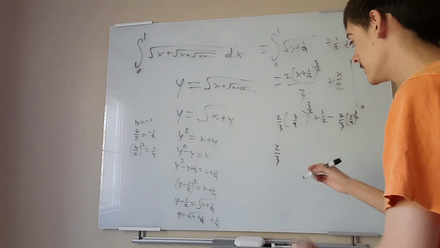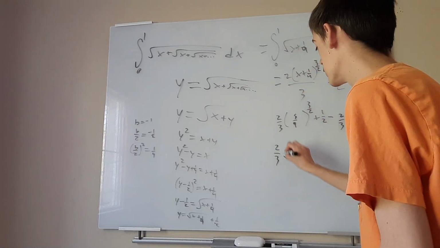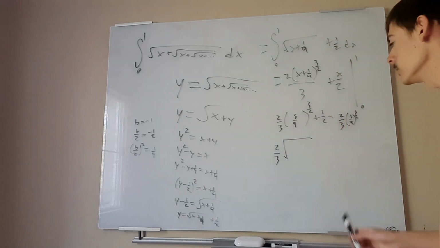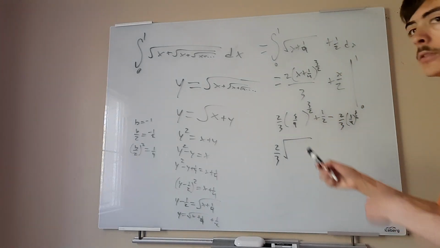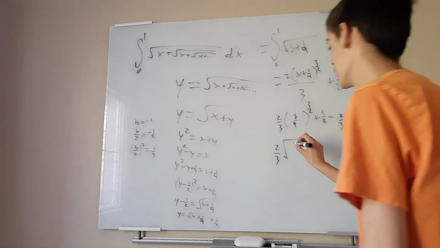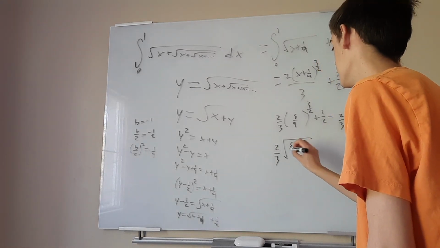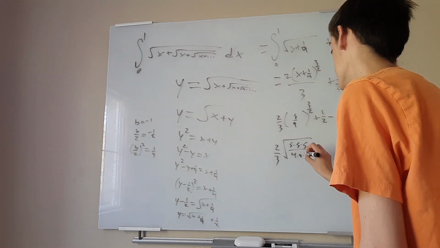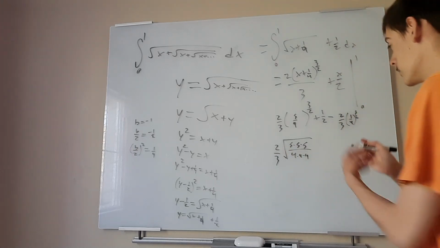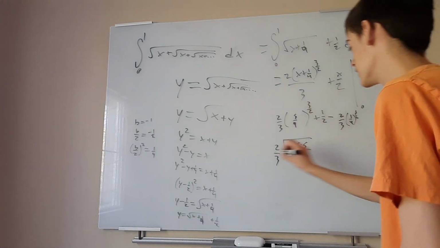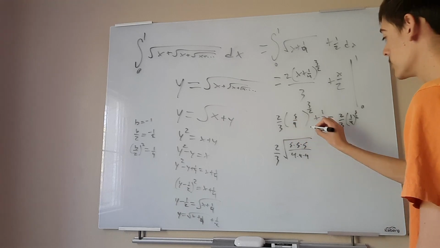So what I did to actually solve this was I changed the 1/2 powers to square roots, and then instead of multiplying together 5 times 5 times 5, I just wrote that as 5 times 5 times 5 over 4 times 4 times 4 under the square root. So we're going to do that with both these things. So that's our first term done.